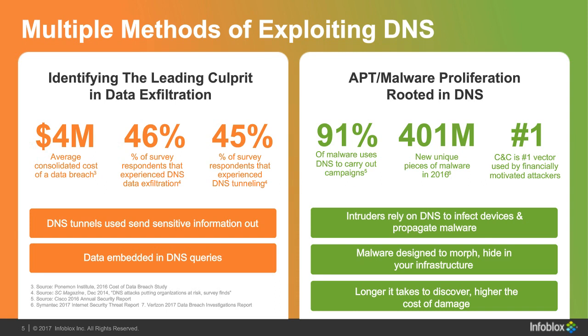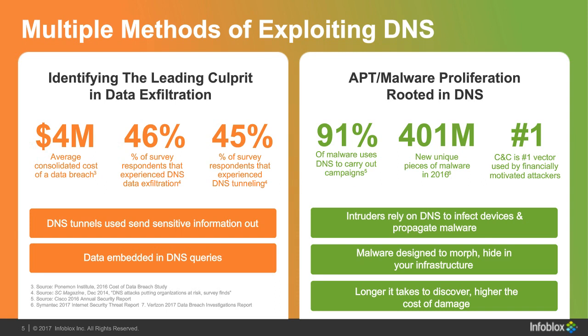The numbers that are associated with the average cost of a data breach are really high, as you can see. According to the latest reports, it's 4 million. It is the average consolidated cost of a data breach, and this includes things like customer defection. It could be your brand takes a hit, and of course there are a lot of legal and financial penalties and fees that the organization may be paying if they have a data breach happen on their network. So the important thing to see here is that DNS is becoming an increasingly used pathway for data exfiltration.